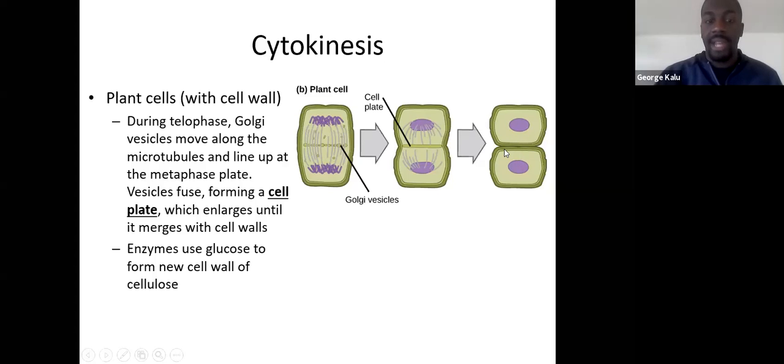And so that is how you end up forming two new daughter cells in plants, as opposed to having just the one. And so the glucose that we accumulated before ends up forming the cellulose that makes up the cell wall of our plant cells here. So this process is a little bit more complicated in plants versus in animals.